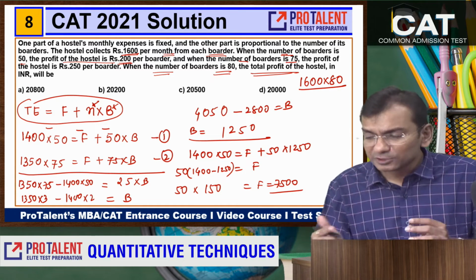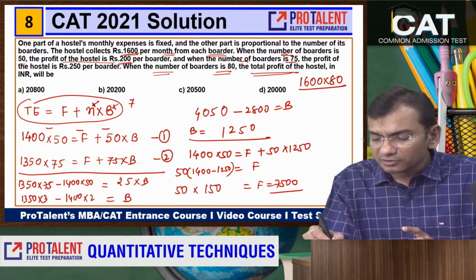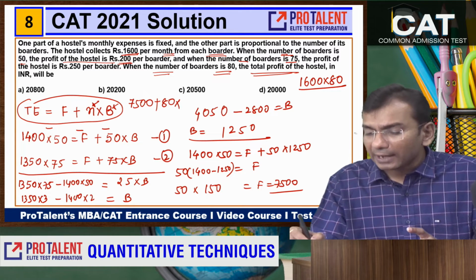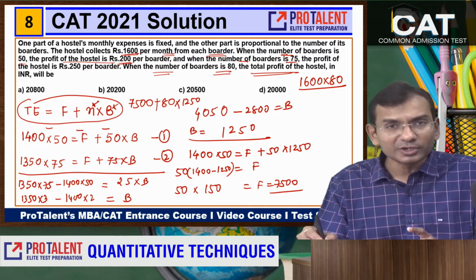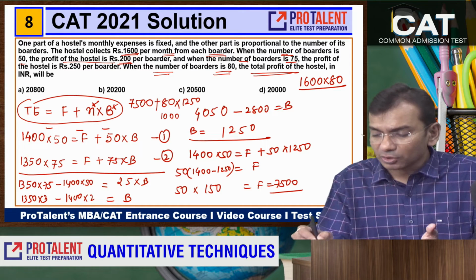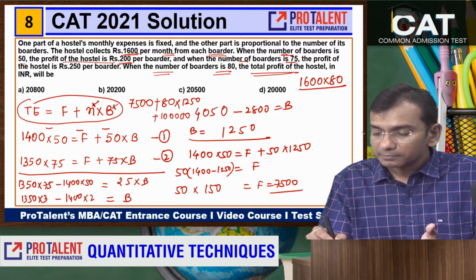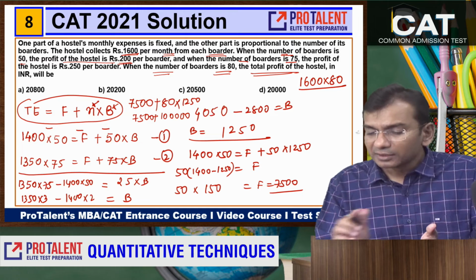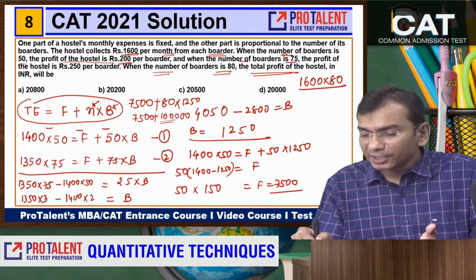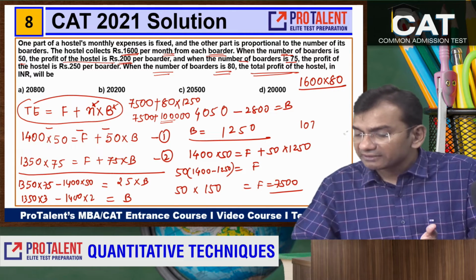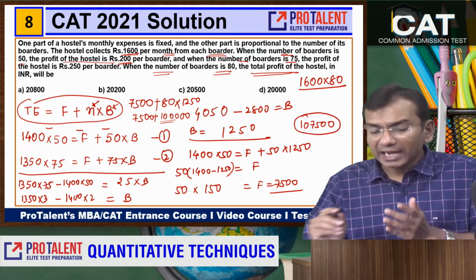I have to find out my total expense. My total expense would be fixed cost is 75,000 plus my number of people are 80 and per person I'm collecting 1250. 1250 into 8 is 10,000, 125 into 8 is 1000, into 00 plus 7500. Okay, I think this is easy. So my total expenses are 107500. ये है मेरा expense.